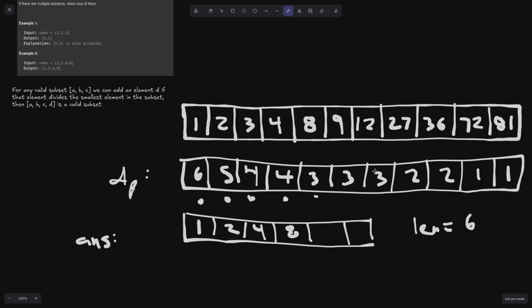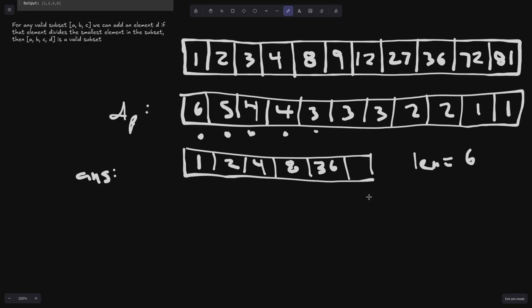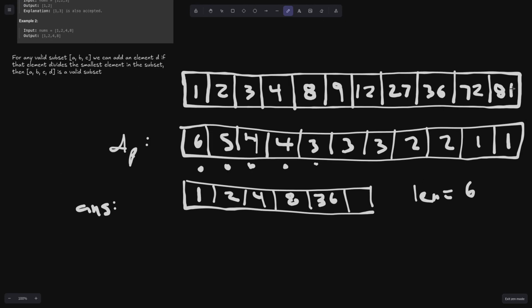9. Nope, that has 3, 3, 2. Is 27 divisible by 8? No. Is 36 divisible by 8? Yes. 36. And then is 72 divisible by, we're looking for 1. Is 72 divisible by 36? Yes. So 72. And this would be our answer.